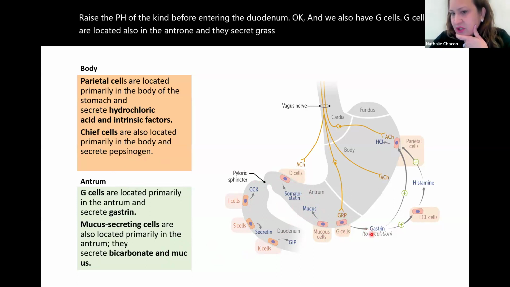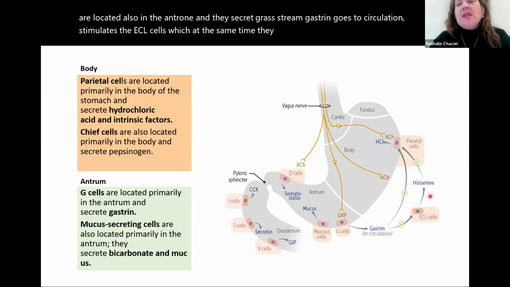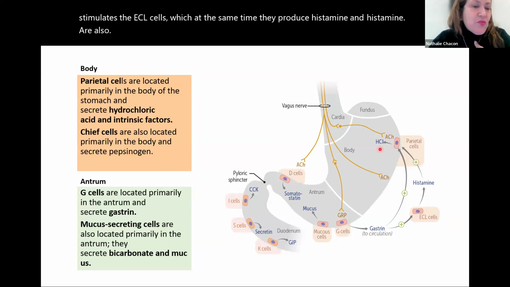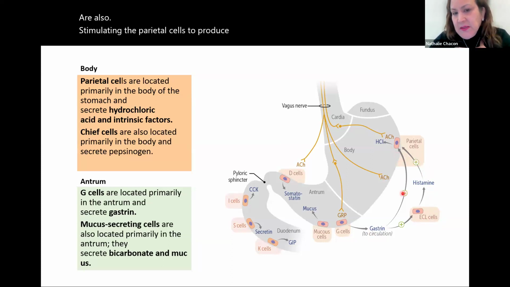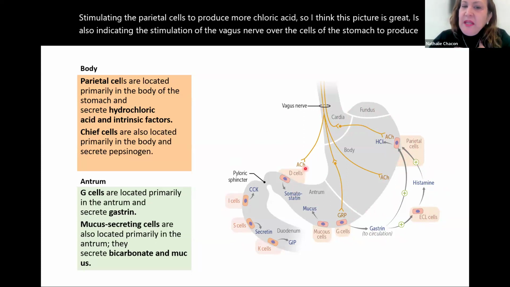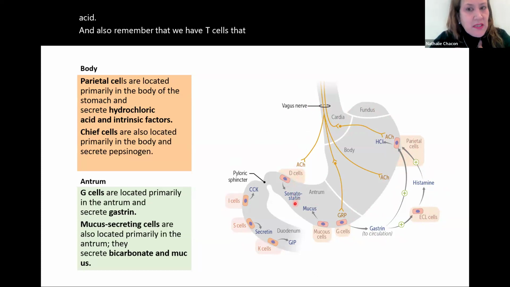Gastrin goes to circulation and stimulates the ECL cells, which produce histamine, and histamine also stimulates the parietal cells to produce more hydrochloric acid. So I think this picture is great. It also indicates the stimulation of the vagus nerve over the cells of the stomach to produce acid. And also remember that we have these cells that produce somatostatin, stimulated by the vagus nerve.